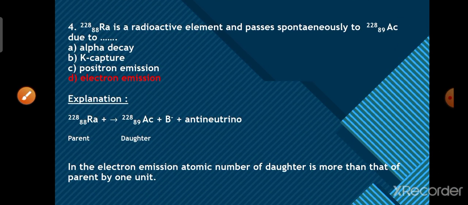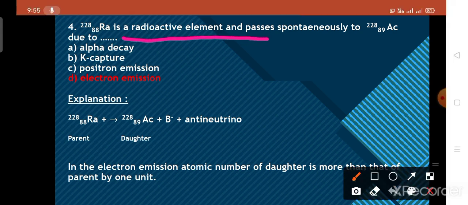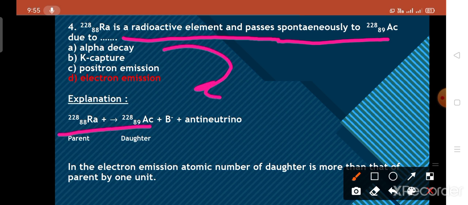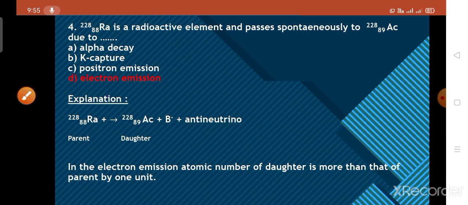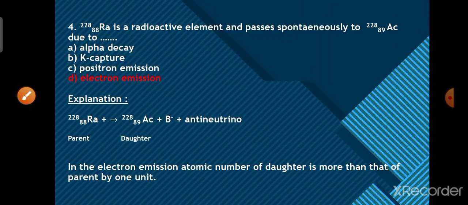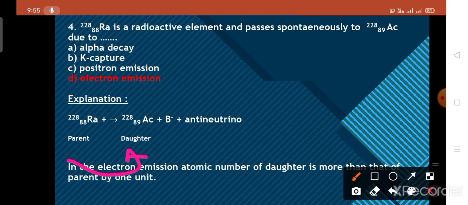Now the fourth MCQ: radium is a radioactive element and passes spontaneously to actinium due to the. Now we have to see this reaction. Radium is converted into actinium. Here radium is known as the parent nuclei and actinium is known as the daughter nuclei, because the original element is known as the parent nuclei and the new element is known as the daughter nuclei. Here actinium is formed from radium, so we call it the daughter element.